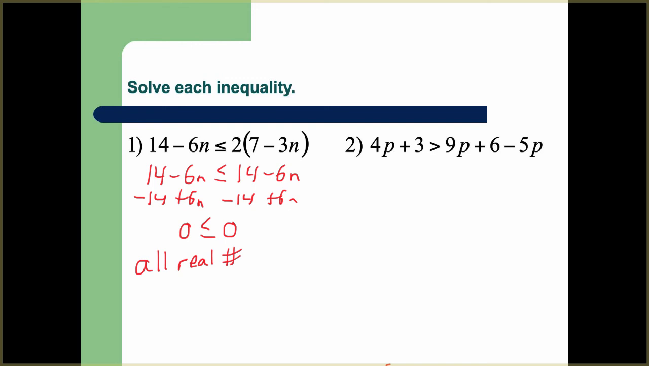Next one we have is 4p plus 3 is greater than 9p plus 6 minus 5p. We are going to combine our like terms on the right. We have 9p minus 5p, and we get 4p. We're going to get the p's on one side, and I'll get the constants on the other. And we get 0 is greater than 3. Here we have no variable, and we have 0 greater than 3, which is not a true statement. Since this is not a true statement, there is no solution.